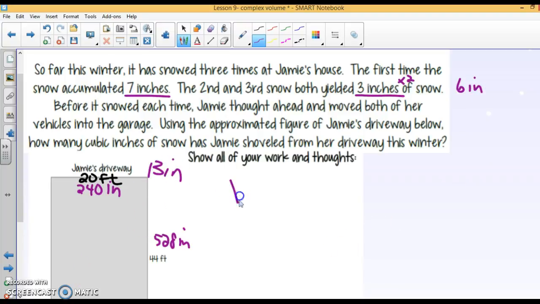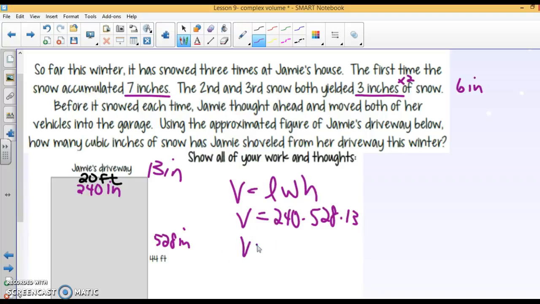So volume, length times width times height, will be 240 times 528 times 13. It's a lot of cubic inches of snow. 647,360 cubic inches of snow.